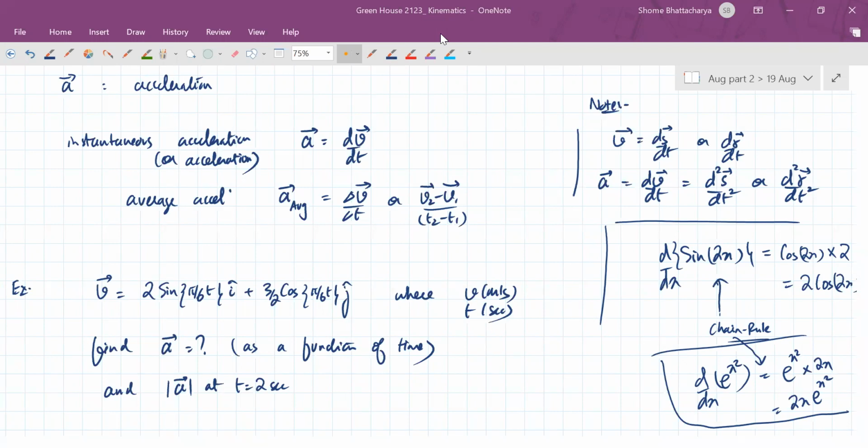Okay, very good. Soham, your answer is correct. So now just apply it to the second part. Okay, you'll get the correct answer. Very good.